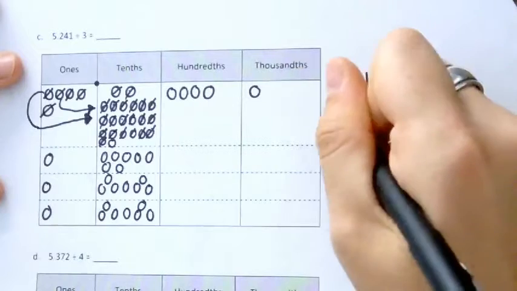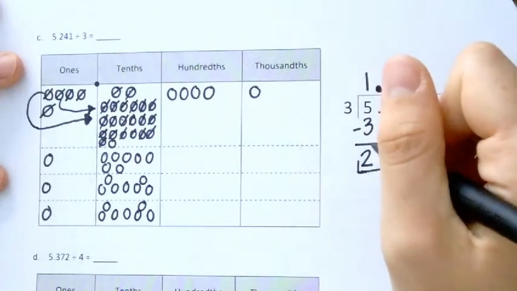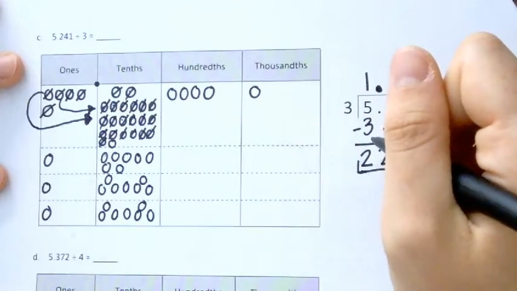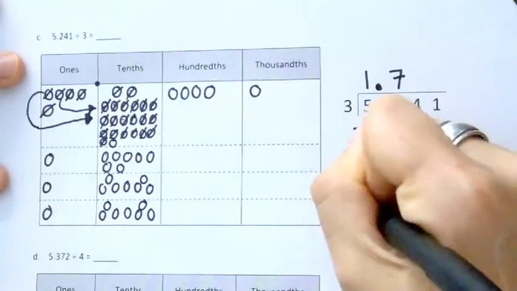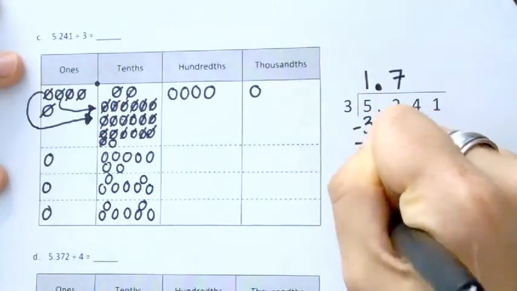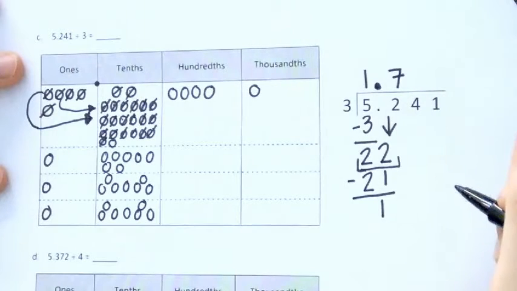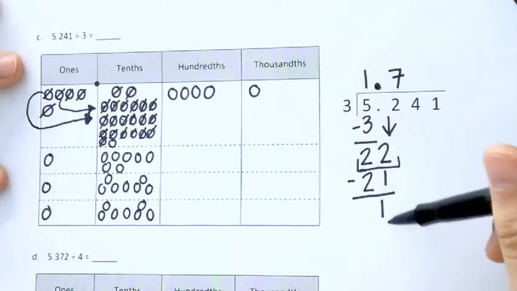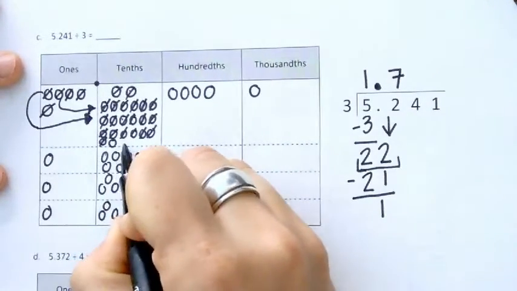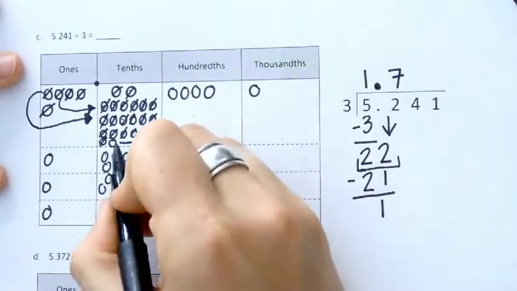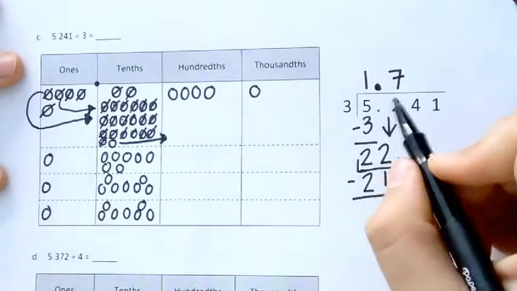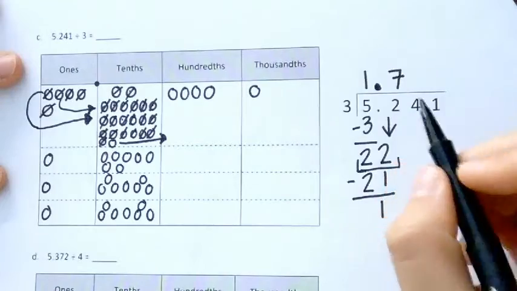Now we're going to multiply. What is 7 times 3? If you know it, shout it. 7 times 3. 21. So we're going to subtract 22 minus 21. So this 1 right here represents this tenth that is left over that we need to unbundle over here. So 1 tenth is equal to how many hundredths? 10. Good job.